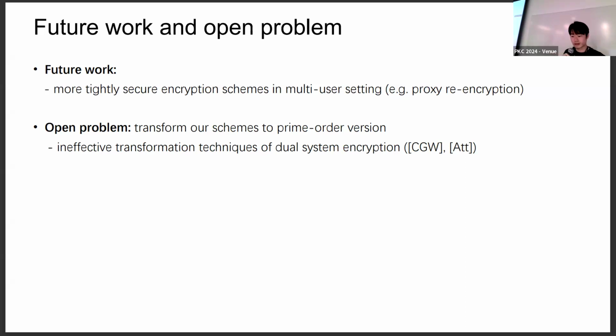However, the randomness only appears in the semi-functional space by those techniques. So we cannot randomize the keyword in the normal space. So this is the difficulty.